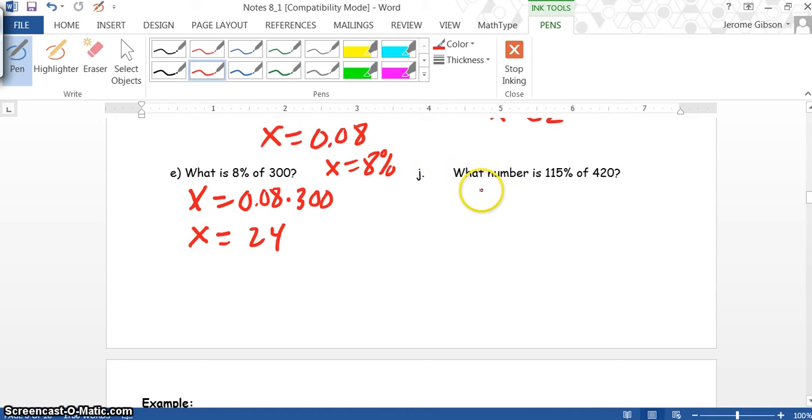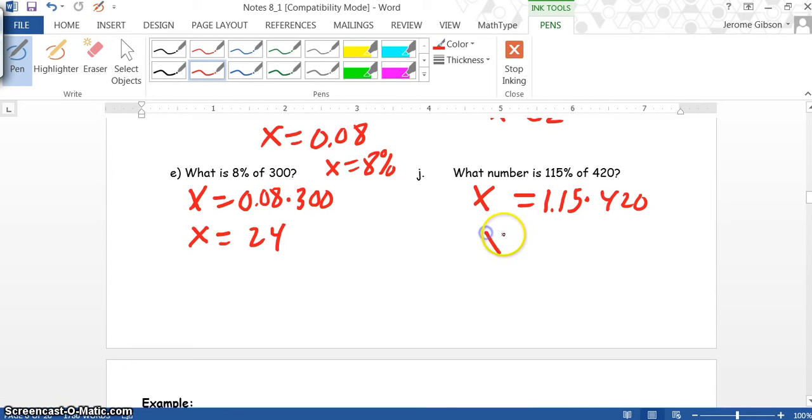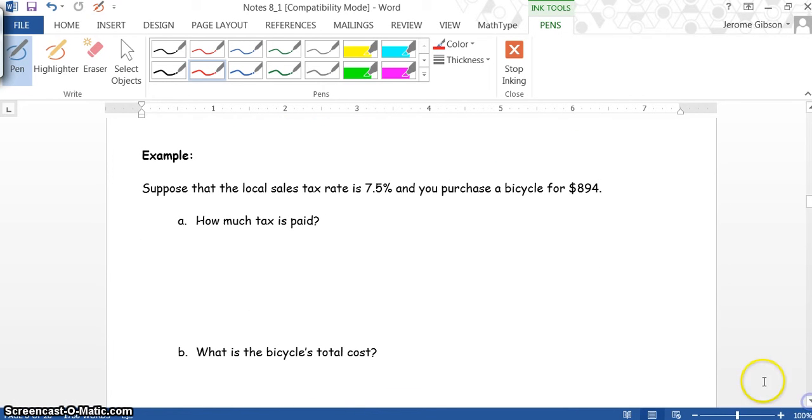Now we have J. What number is x? Is means equal. 115% is 1.15. Of means multiplication, 420. So we would take 1.15 times 420. And that gives us 483. So x is 483. Now we scroll to the next page.